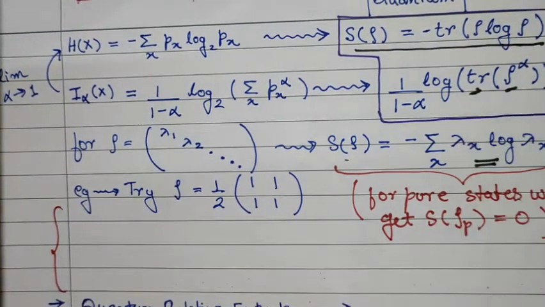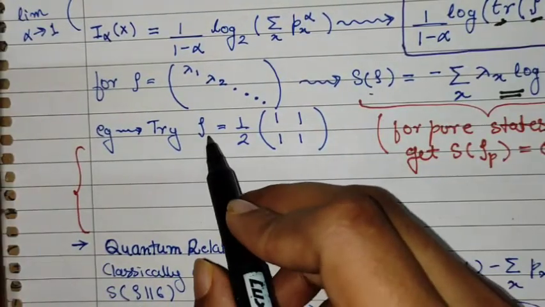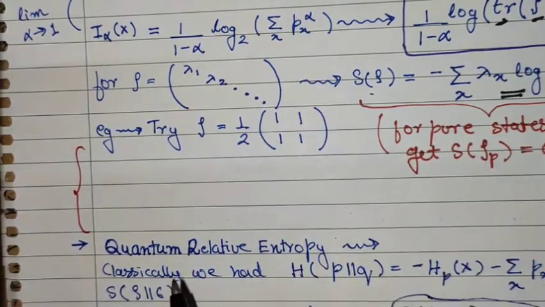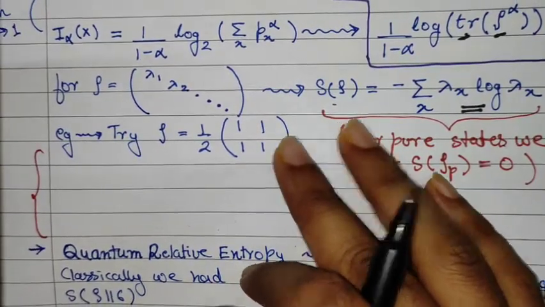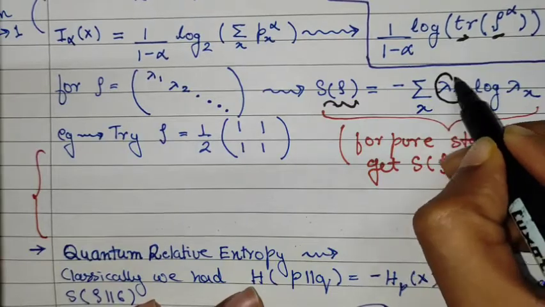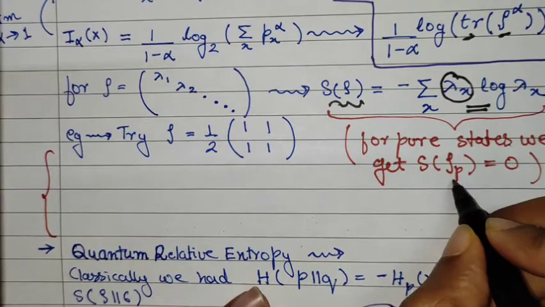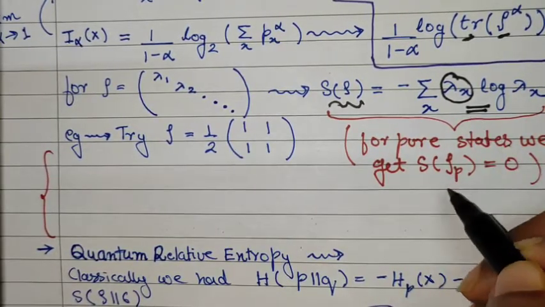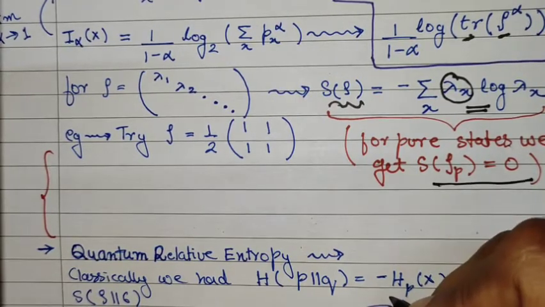Now to get a better handle, what we need to do is, given a density matrix, we just need to diagonalize this density matrix to get the eigenvalues, and these values are the eigenvalues that go inside this formula. So in that sense, the pure state, as it has only one eigenvalue, trivially has entropy 0.